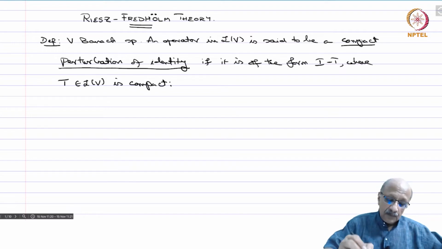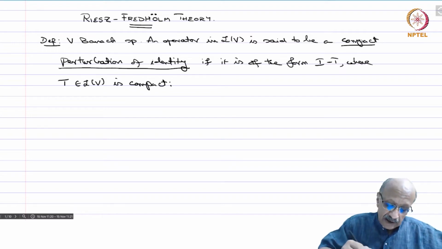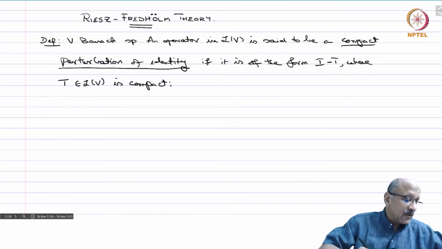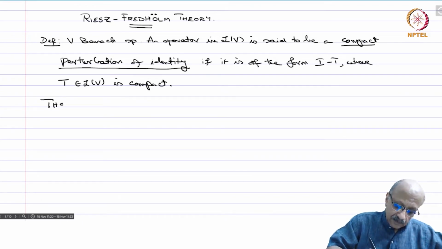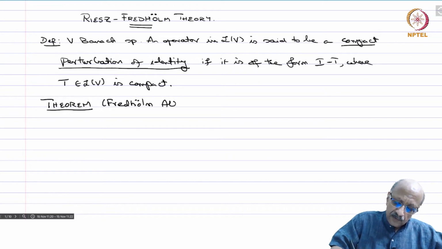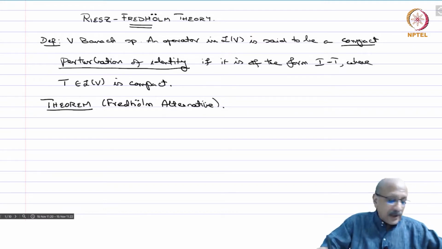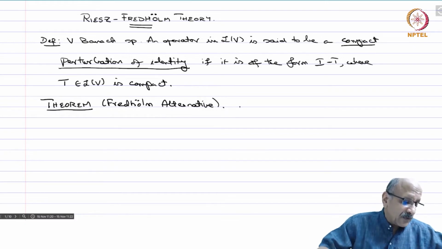Such operators are very important because they help us to study the spectrum of compact operators on one hand, and secondly they imitate a lot of the properties of finite dimensional operators. So we have this important theorem which we will prove slowly. So, theorem. This is sometimes called the Fredholm alternative. I have already used this terminology earlier and we will comment on it at the end of the proof of this theorem.